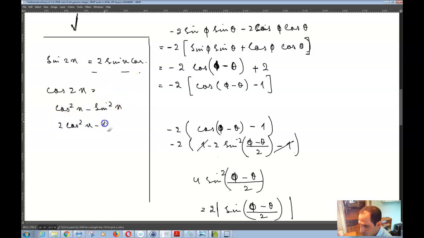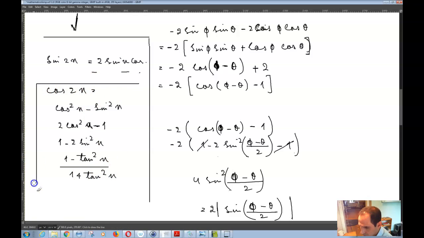And as you can see over here, I have 2x, and over here I have x, meaning that over here I get half the angle that I have over here. Or you can write it as 1 minus 2 times sine squared x, or you can write it as 1 minus tan squared x over 1 plus tan squared x. So cos 2x, you can write it in these different forms.